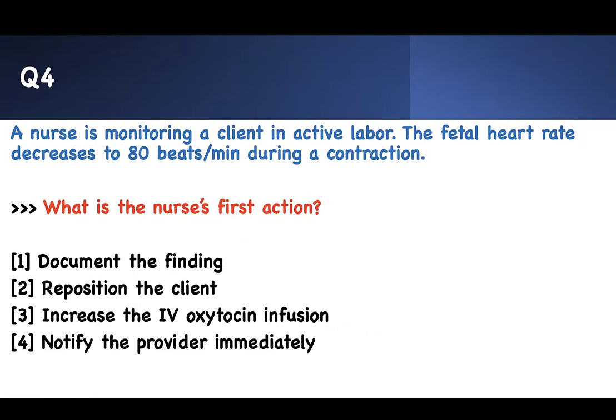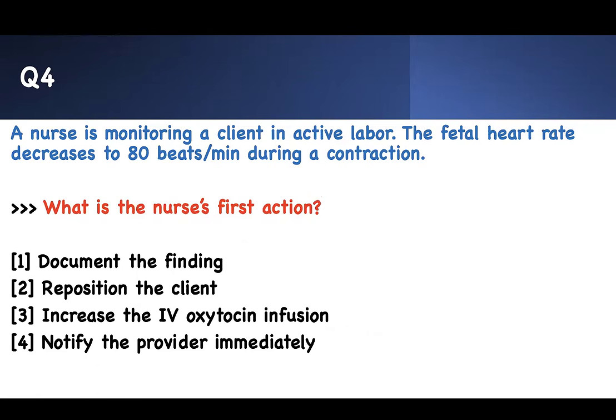You don't know. Do you document the finding? Baby has bradycardia. Do you reposition the client? It can be any position, left lateral or knee to chest. Increase the IV pitocin? It's going to cause more contractions. Baby's heart rate drops with contraction. Therefore, do you want to do that? Notify the provider immediately. Can you do something else before you call the doctor? Test-taking strategy. I know you know it. Adapt the NCLEX way. What do you think?